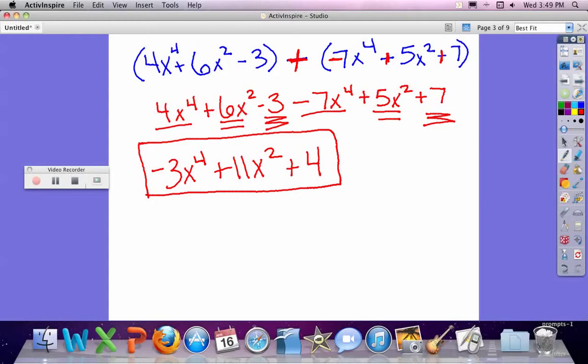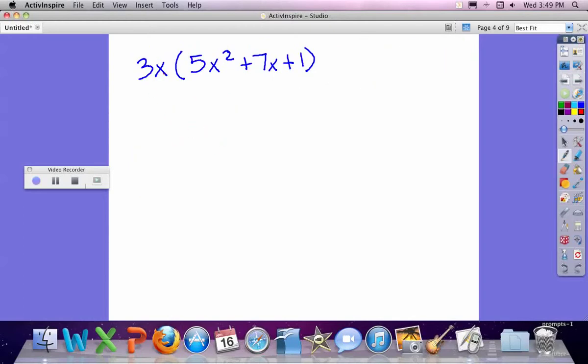Here's our next problem. In this problem, I have a polynomial multiplied by a polynomial. Since one of my polynomials only has one term, I'm going to use the distributive method. 3x times 5x squared would be 15x to the 3rd. When multiplying, we have to remember that we add exponents together. So 3 times 5 is 15, and an x to the 1st power times an x to the 2nd power would be x to the 3rd.